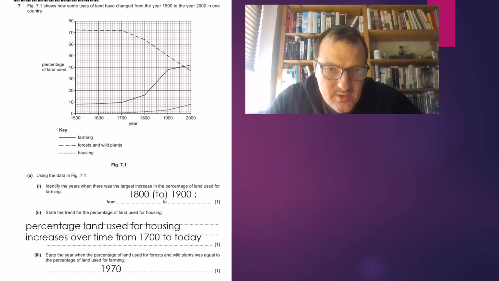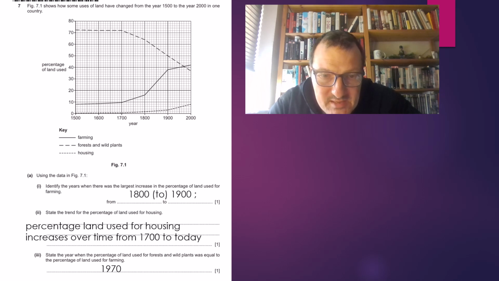So we have to identify the years when there was the largest increase in the percent of land used for farming. And if you look at where we have the steepest rate of change, that is from 1800 to 1900. You look at the graph. State the trend of the percentage of land used for housing. Well, the land used for housing increases over time, and I'll say especially from 1700 to today. And then we state the year where the percentage of land use for forest and wild plants was equal to the percentage of land use for farming. And then you just have to be able to look very specifically and see that's 1970. Here again, you just have to look at the graph and it'll be a lot easier on the real paper.